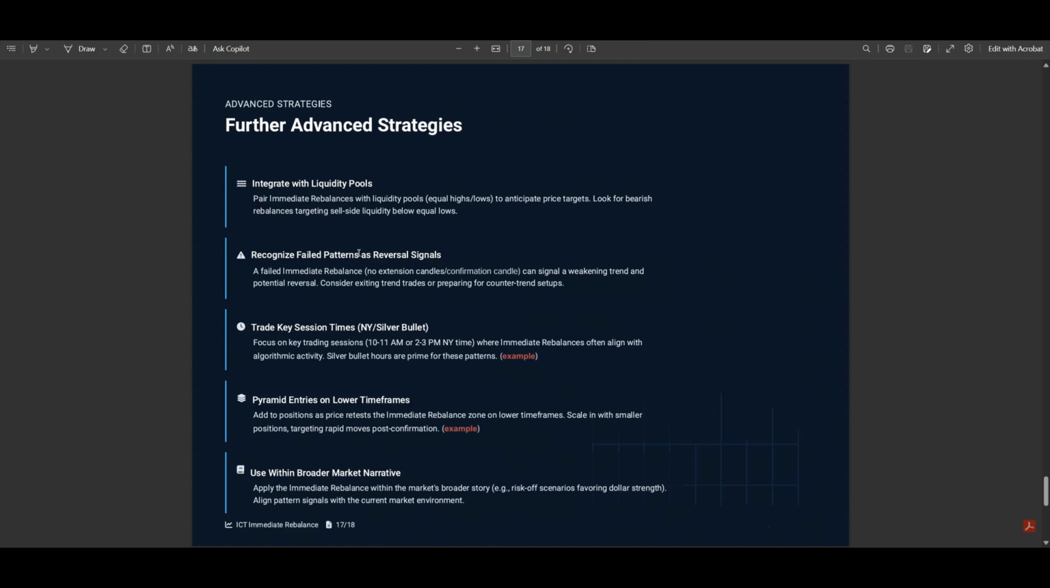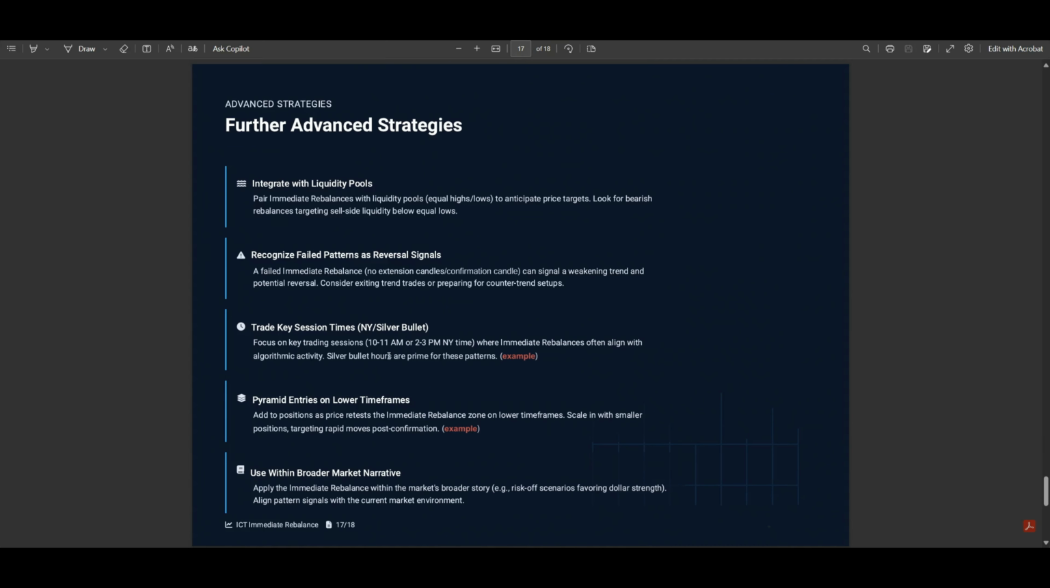Next, recognize failed patterns as reversal signals. So a failed immediate rebalance, which could be no extension candles or no confirmation candles, or even the immediate rebalance being tapped into and then price breaking through it, that can also signal a weakening trend and potential reversal. Consider exiting trend trades or preparing for counter trend trades, or not even entering a trade at all, right? So if you see that an immediate rebalance level or resistance does not hold, then don't enter trades for that day or session, okay?